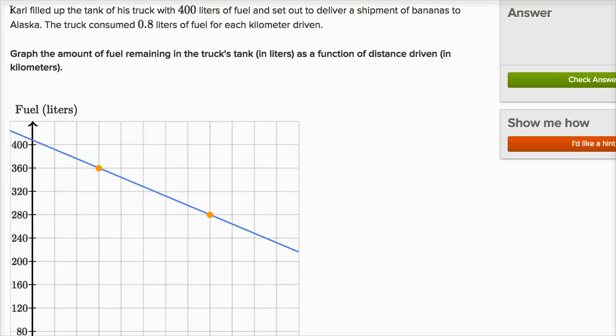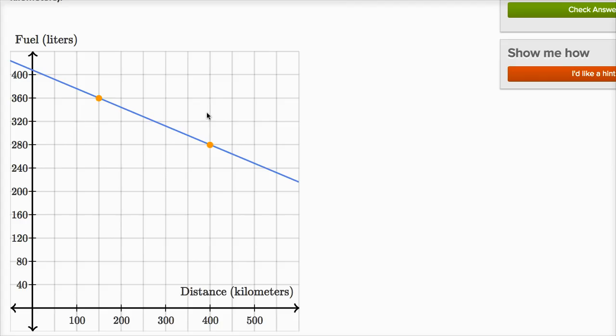Well, they tell us Carl filled up the tank of his truck with 400 liters of fuel and then set out to deliver a shipment of bananas. So before he had driven at all, right after he had filled his tank, he had 400 liters of fuel. So we could say when distance was 0 kilometers, he had 400 liters of fuel. So we have 1 point on that line.